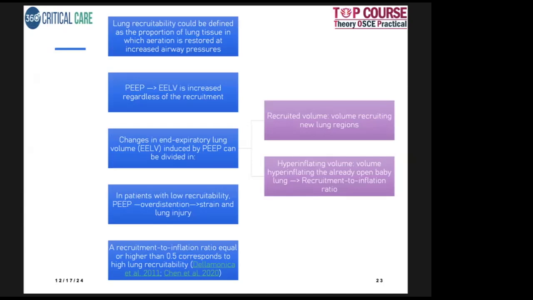This recruitment to inflation ratio can be calculated by performing a single breath decremental PEEP by 10 centimeters of water. So it is calculated as the compliance of the recruited lung divided by compliance at the low PEEP. It may help to identify high or low recruiters at the bedside.